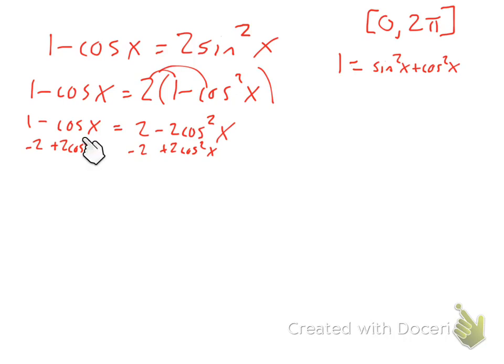Notice these are not the same, so you cannot combine them. But I get 2 cosine squared x minus a cosine x minus 1 equals 0. Wait, how are they multiplied? What's multiplied? 2 cosine squared. It's with the, oh, never mind. Okay.